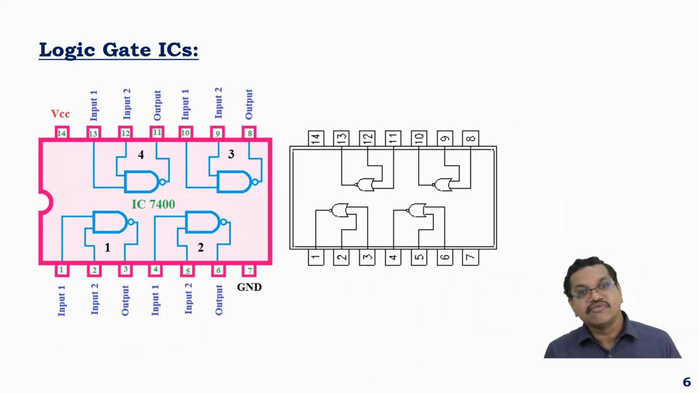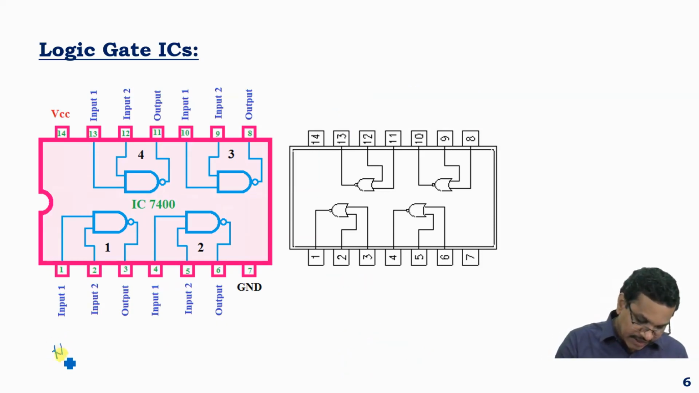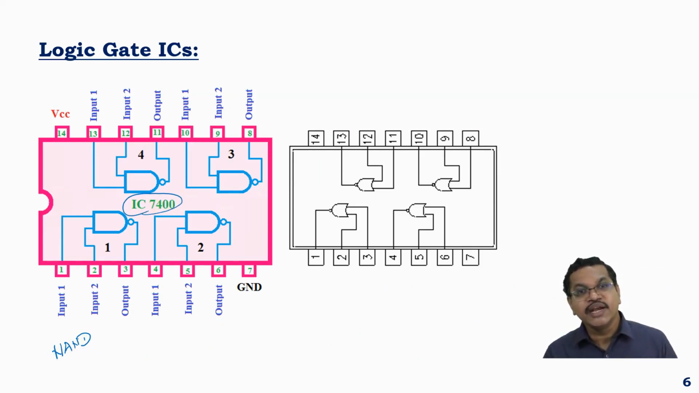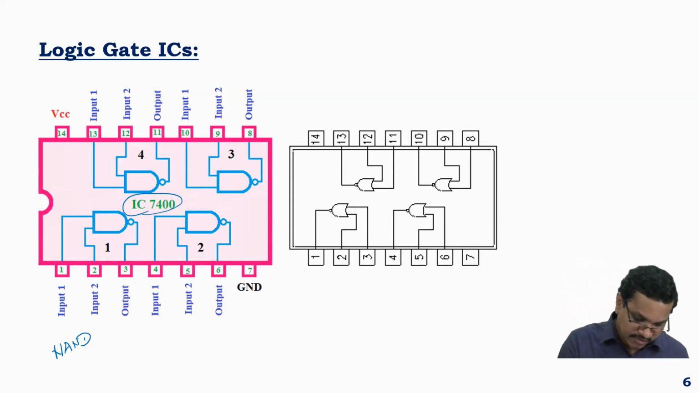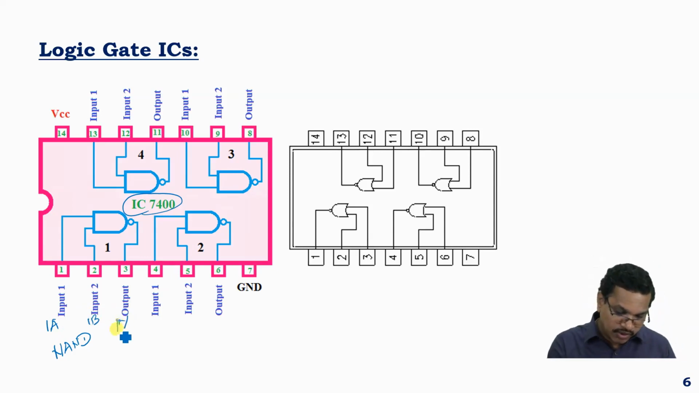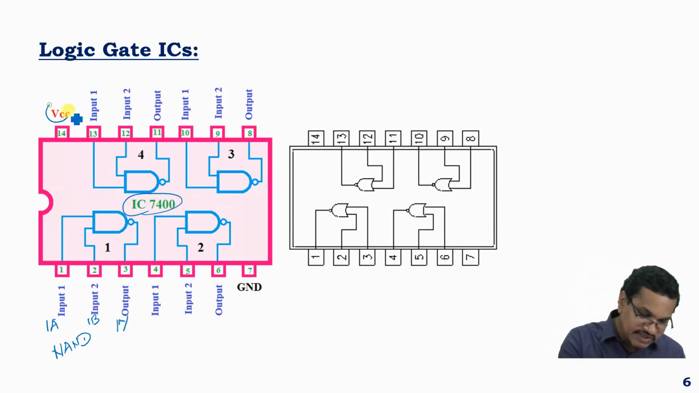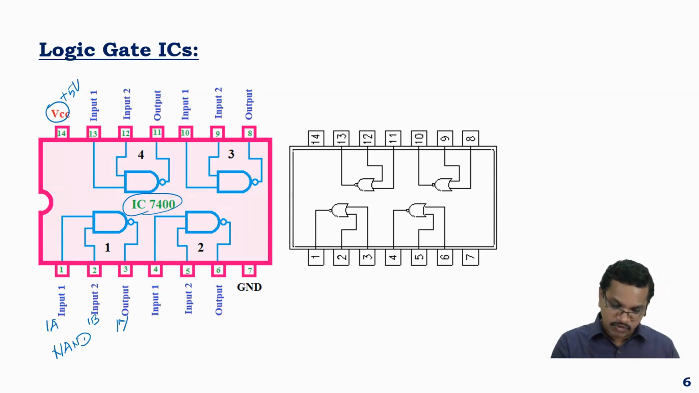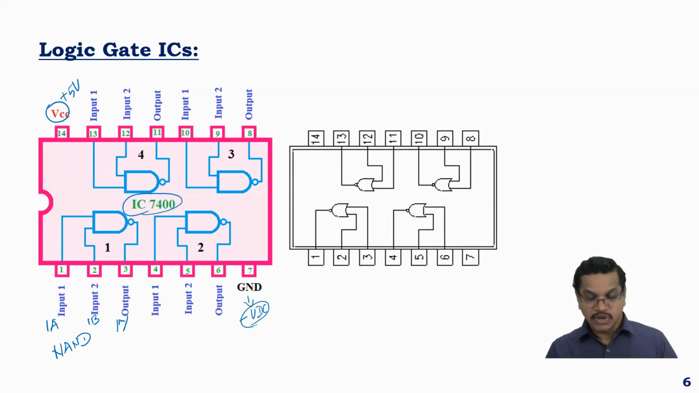the inverted version of the AND gate, which is NAND, N-A-N-D. IC is 7400. Again, same configuration, 1A, 1B, 1Y will be the two inputs, one output of first NAND gate. Goes on like that. Again, VCC should be connected to plus 5 volt. Ground should be connected to minus of that power supply, or 0, so on and so forth. That principle remains the same.